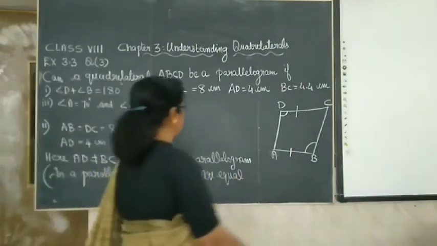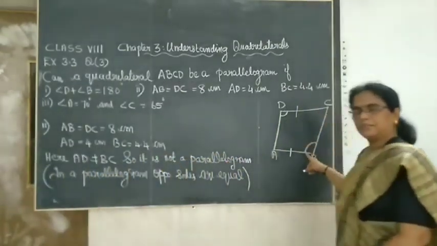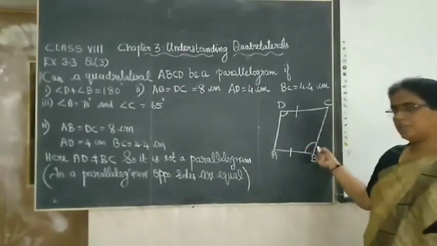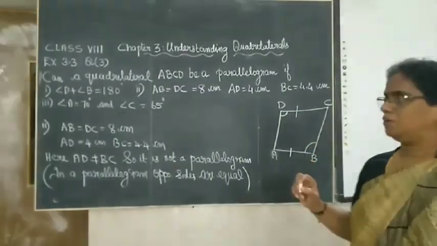That is the reason for this question. Here these two sides are given equal, but these two sides are not equal. Therefore, it is not a parallelogram.